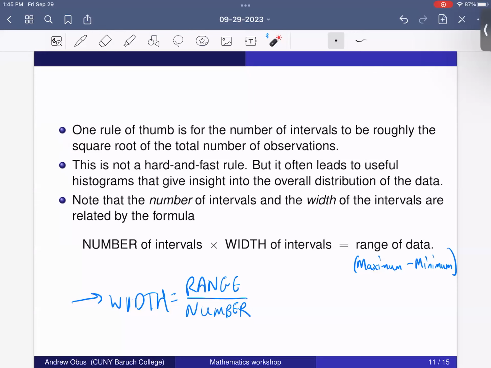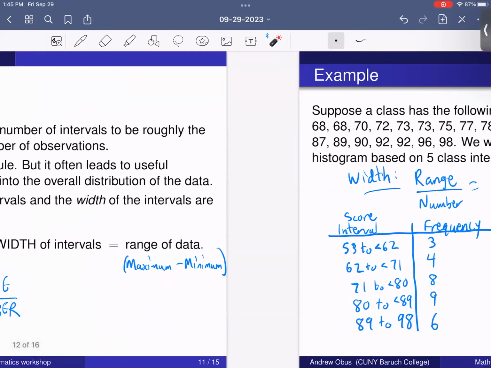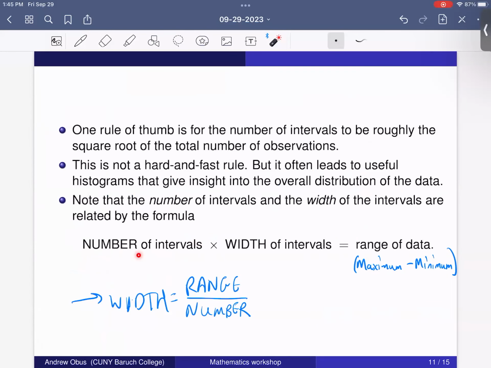And remember, it doesn't have to be the exact range of the data here. For instance, for these data, the range is 98 minus 53, which is 45. But it's fine to have a histogram that goes a little bit bigger than the range of the data. So it'd be fine to take the range as 50 to 100, and if I divided that into 5 intervals, each interval would have size 10. So you can always make the range a little bit bigger if you want to avoid decimals, because the number of intervals always needs to be an integer, and it's usually nice if the width is also an integer.